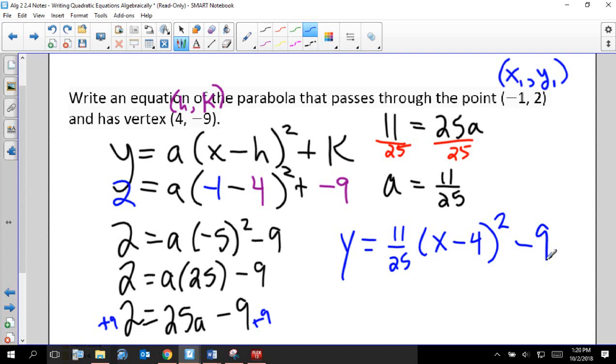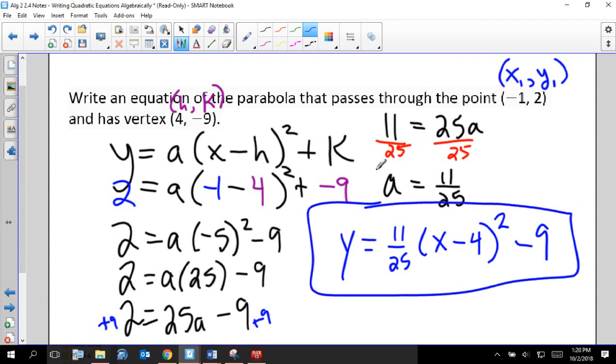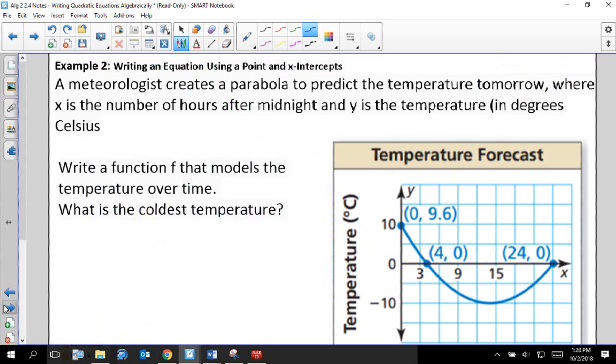Okay. Remember, I'm recording this class right now, so you guys can go watch this if I'm going too fast. Example 2. Now we've got writing an equation using a point and x-intercept. So this is going to go into intercept form.